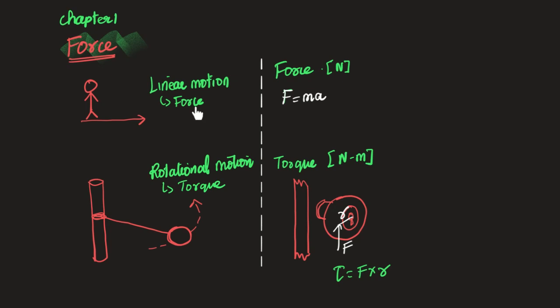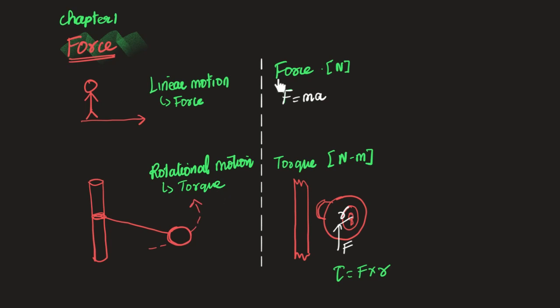Now, the other type of motion is rotational motion. For example, here you have a stick, a thread, and a ball. If you swing this stick around, the ball is going to start rotating around the stick. In other words, there is some torque or rotational force acting on this particular ball, which is making it spin. This rotational force is what we call torque.